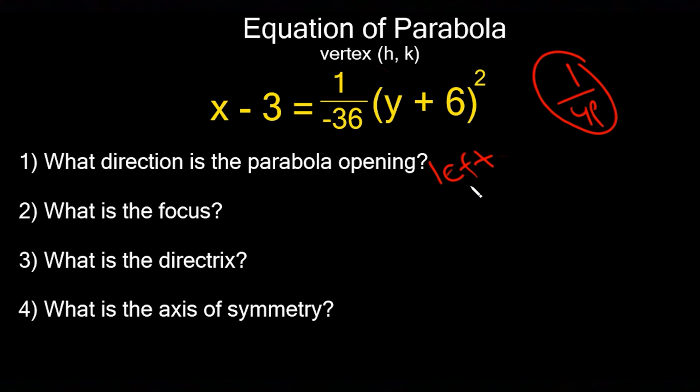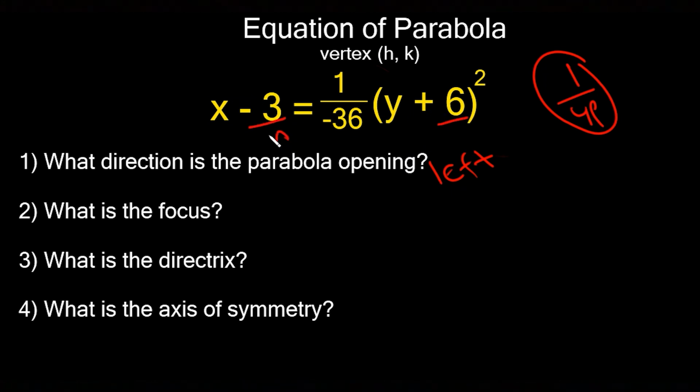Now, number 2 is saying, what is our focus? So how do we find our focus? Well, once we know our vertex, we're just going to add that distance p, and that will give us the coordinates of the focus. So the first thing that I need to do here is I have to figure out what is going to be my vertex, and that's going to be right here and here.